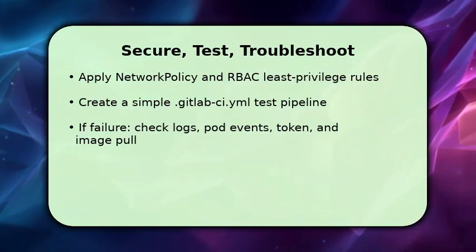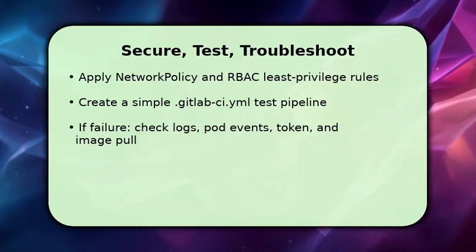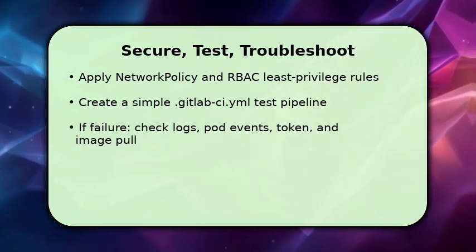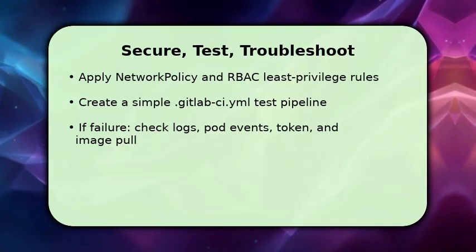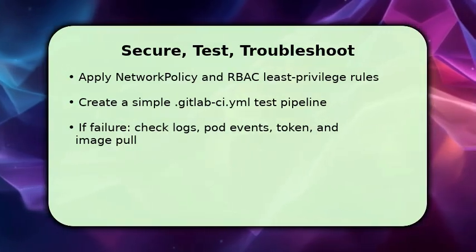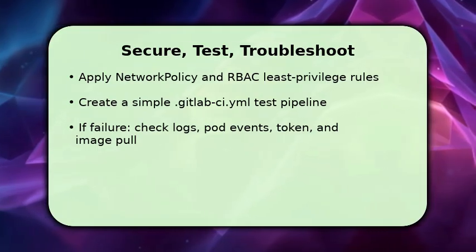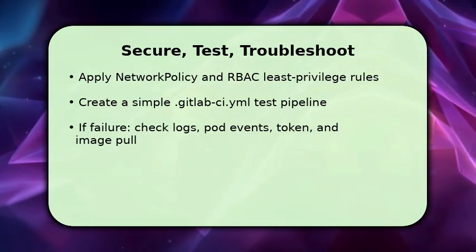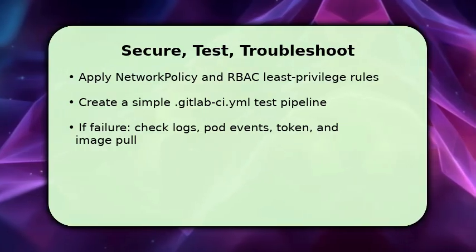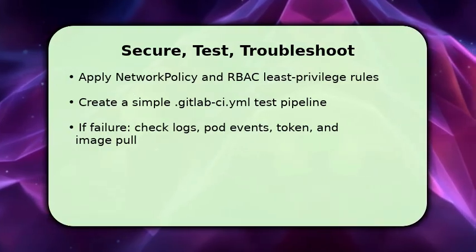Finish by securing and validating the setup. Apply RBAC and network policy to limit access and store secrets in Kubernetes secrets or GitLab CI variables. Commit a minimal .gitlab-ci.yaml that runs a quick job to verify pod scheduling and job logs. If a job fails, first check runner and pod logs and kubectl describe for events, then confirm the registration token, image pull secrets, and resource limits.